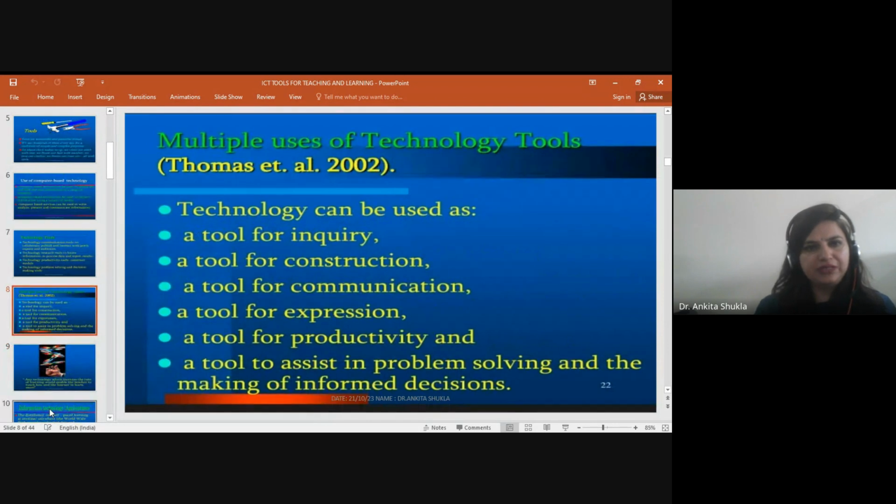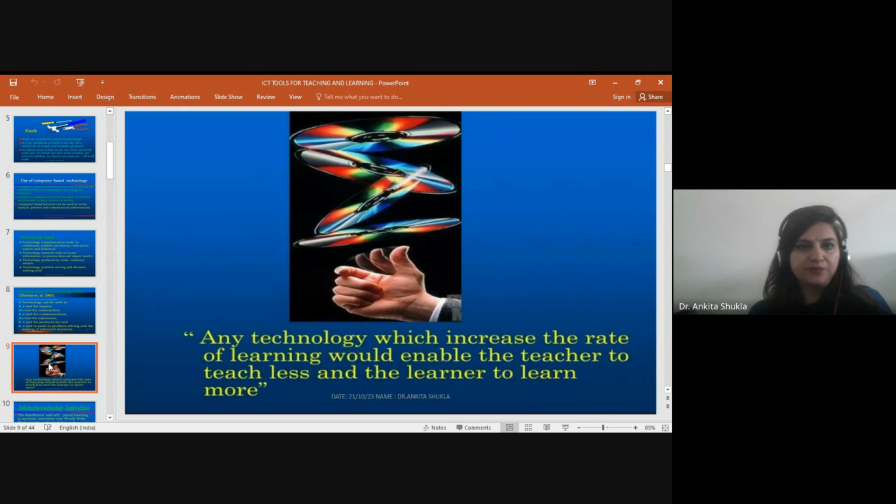Multiple uses of technology, Thomas et al., 2002. Technology can be used as a tool for inquiry, a tool for construction, a tool for communication, a tool for expression, a tool for productivity, and a tool to assist in problem solving and the making of informed decisions. Any technology which increases the rate of learning would enable the teacher to teach less and the learner to learn more.